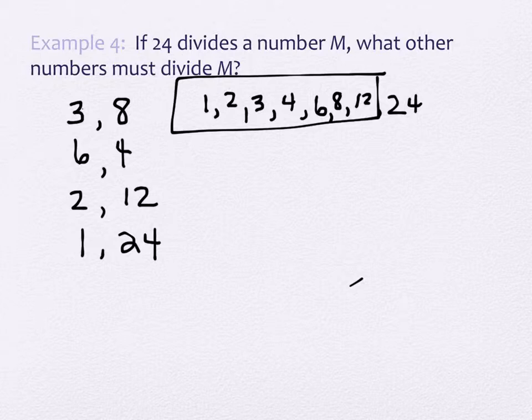It says, if 24 divides the number m, what other numbers must divide m? 1, 2, 3, 4, 6, 8, and 12. All the factors of 24 also have to divide that value because they're factors of 24. So they're going to be factors of the first number as well. Okay? So that always happens.